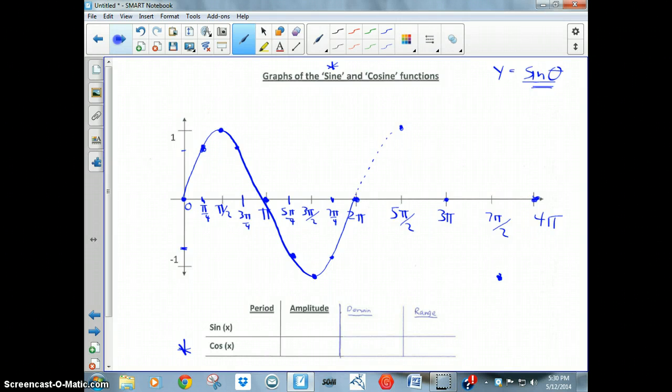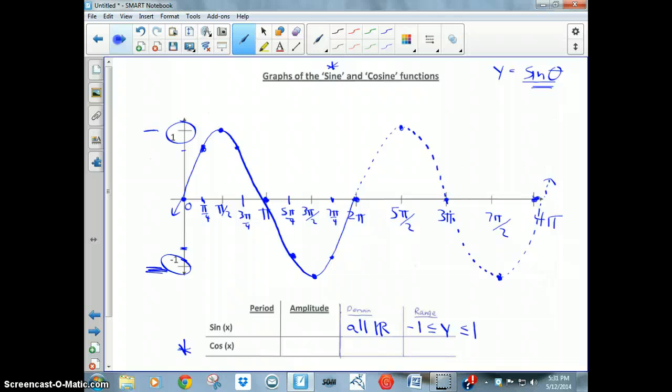Now, I'm going to draw a dotted line here for a reason, and I want you to do the same. The graph goes on forever. Therefore, in the x direction, our domain would be all real numbers. The range, obviously, is up and down. The lowest it gets is -1, and the highest it gets is +1. So therefore our range is all y values greater or equal to -1 and smaller or equal to +1. That's our range.